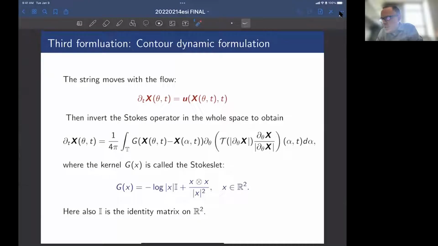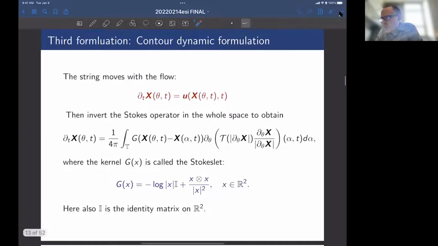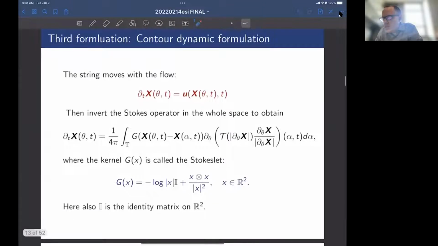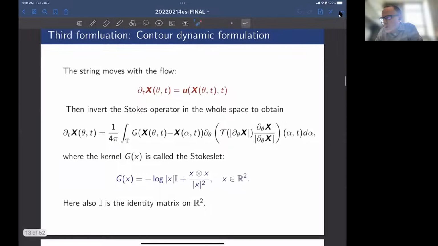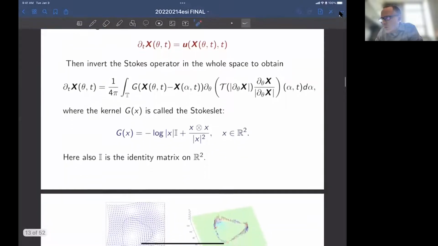And here G is called the Stokes kernel, and it's minus log times the identity matrix on R2 plus the unit vector X tensor itself in R2. So this is a contour dynamics formulation that's proven very useful, both for numerical computational purposes, but also for analytical purposes.